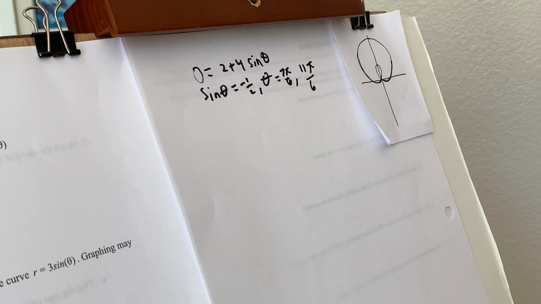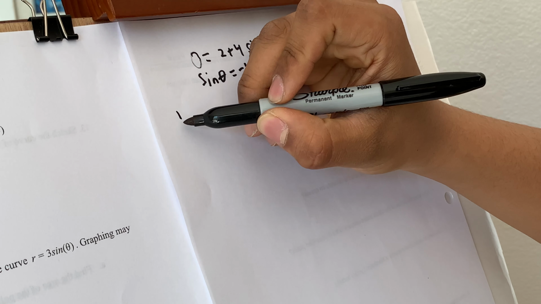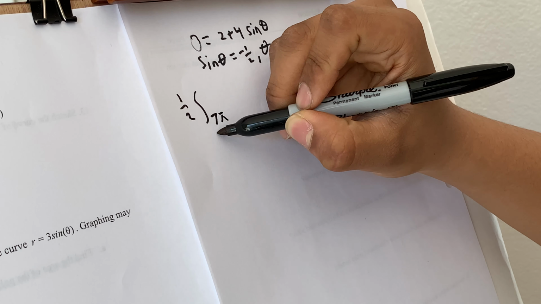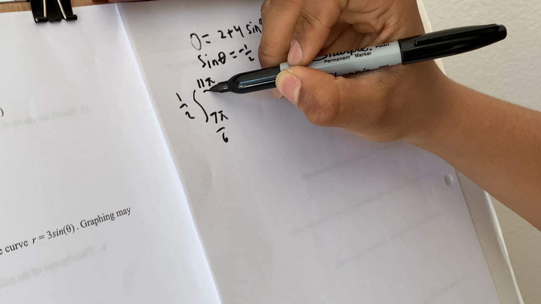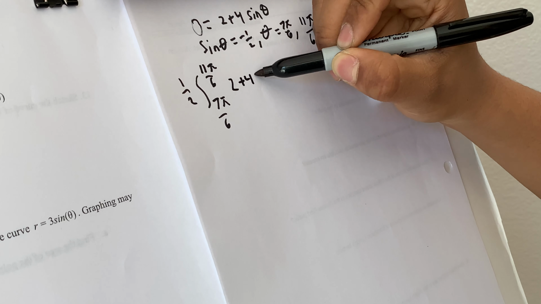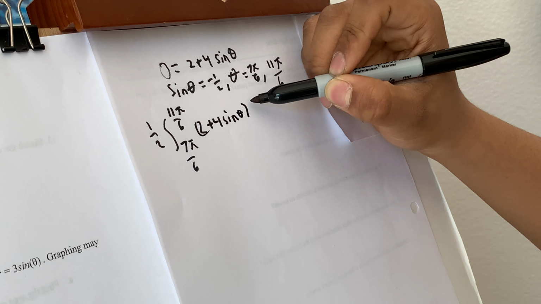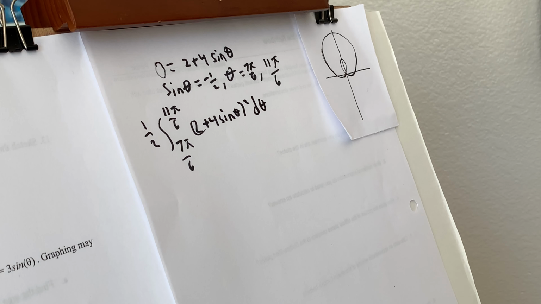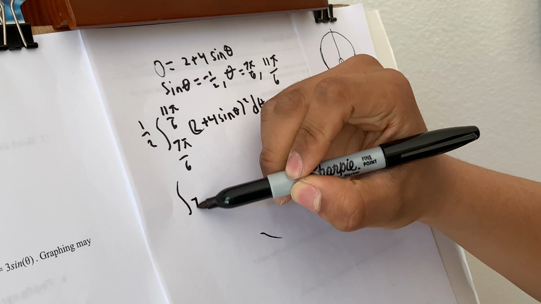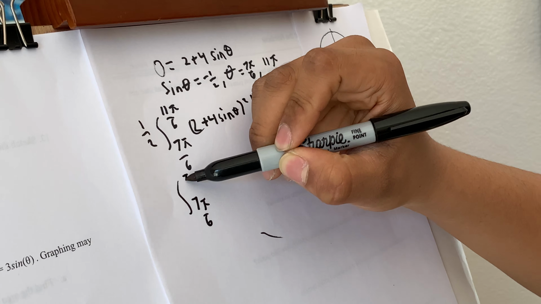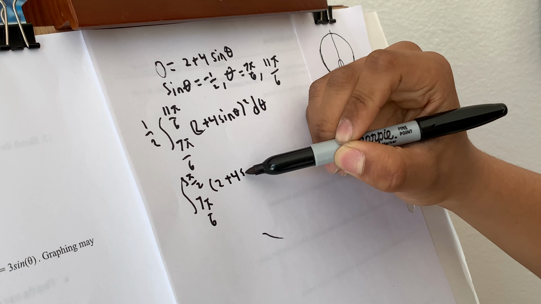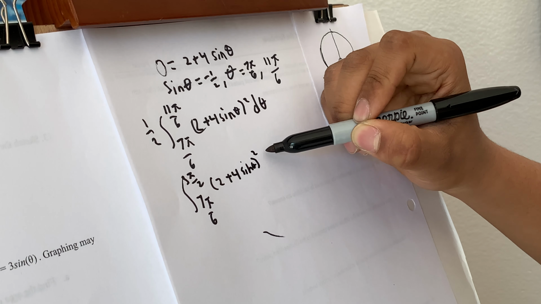Next, to find the area of that inner loop, using the area formula, we're going to do half times the integral from a to b, where a is 7 pi over 6 and b is 11 pi over 6, of r, which is 2 plus 4 sine theta, squared d theta. Using symmetry, we can eliminate this 1/2 by changing the bounds from 7 pi over 6 to 3 pi over 2, r squared d theta.